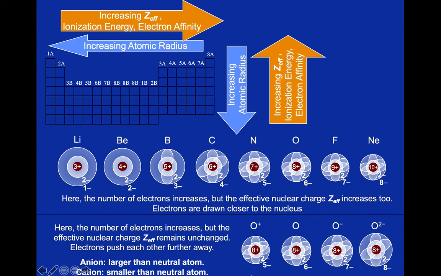And then finally, we also have the deal down here where, if we start with the neutral atom oxygen, if I remove an electron, the cation is smaller than the oxygen atom, and then as I add electrons to oxygen, O to make O minus, it gets bigger, and O minus to make O2 minus, it gets even bigger. So here the number of electrons increases, but the effective nuclear charge remains unchanged. Electrons push each other further away from the nucleus. And remember, finally, anions are larger than the neutral atom, cations are smaller than the neutral atom. And hopefully seeing all this together, you see how there's a correlation between these properties.